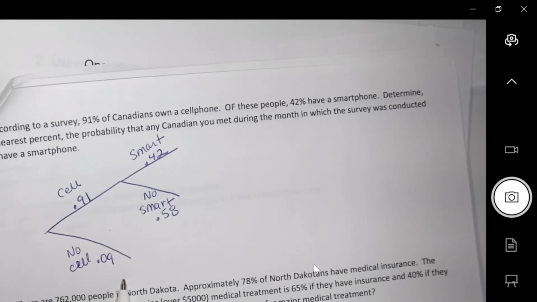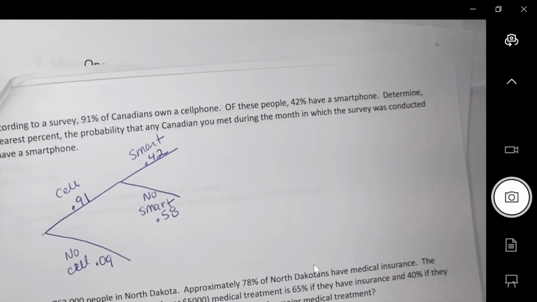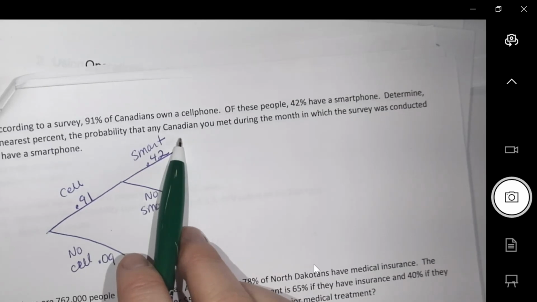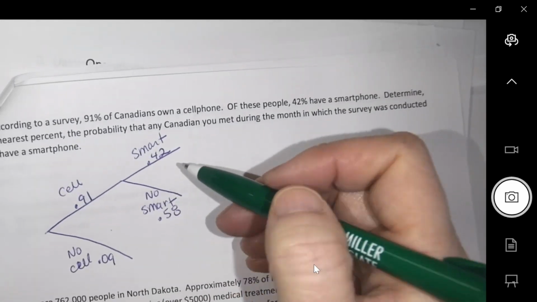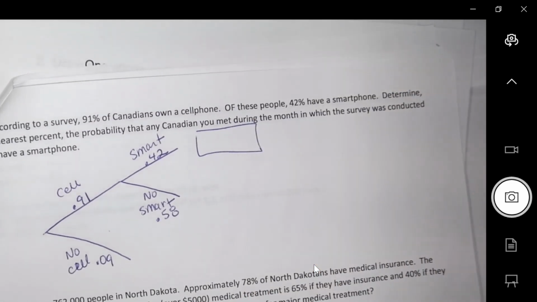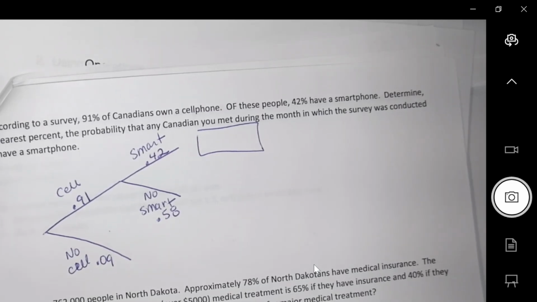And this branch is just going to stop, right? Because I can't say you have a smartphone when you don't even have a cell phone. So that's just out. Okay, so what are we trying to figure out? What's the probability that any Canadian you meet during the month has a smartphone? So you need to multiply those together. So 0.91 times 0.42.